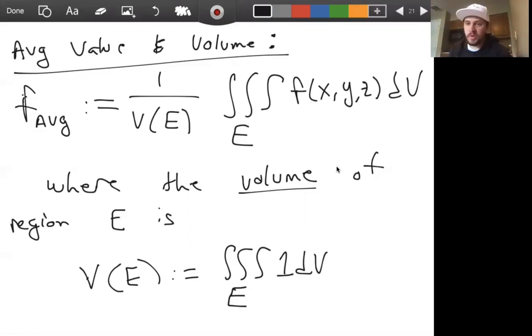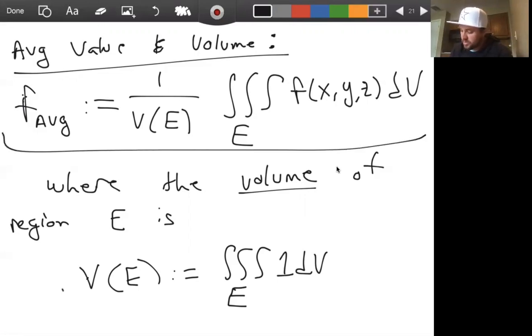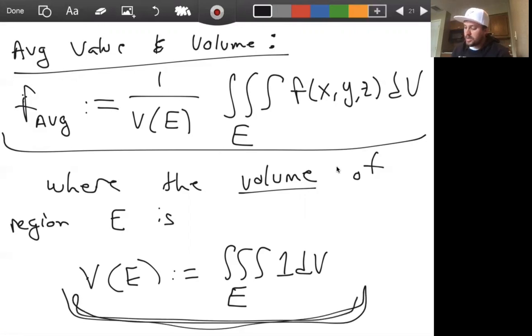Okay, and so I just wanted to end this lecture with defining average values and volumes. So we can use triple integrals to calculate average values and volumes of certain three-dimensional solids. And so this is where we'll stop for now with triple integrals in Cartesian coordinates. Next, we'll talk about triple integrals in cylindrical coordinates. At the beginning of the next lecture, I'll start with an introduction to what cylindrical coordinates are, and then we'll define the integration from there.